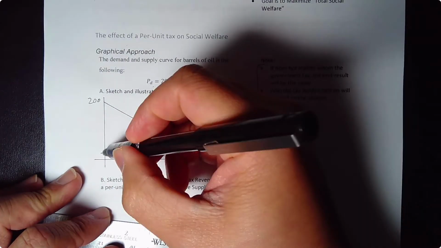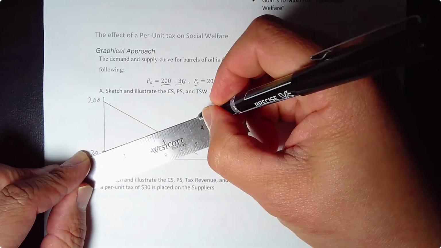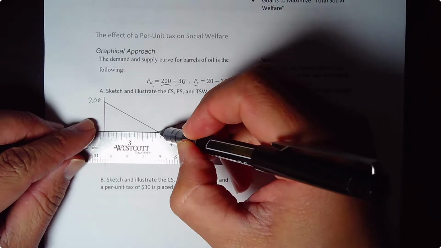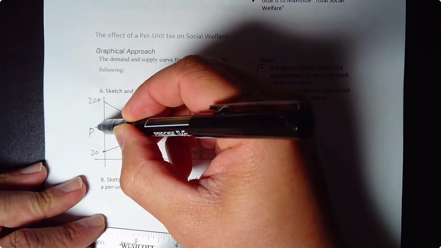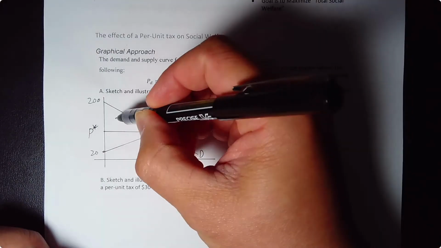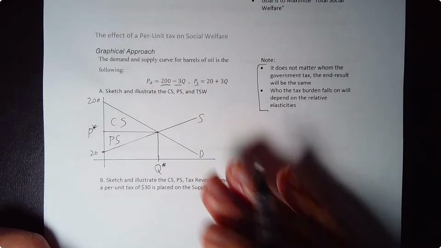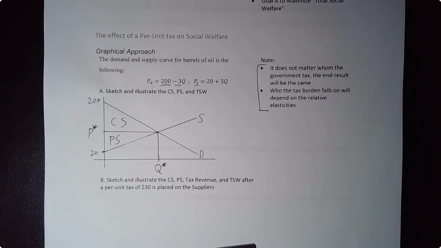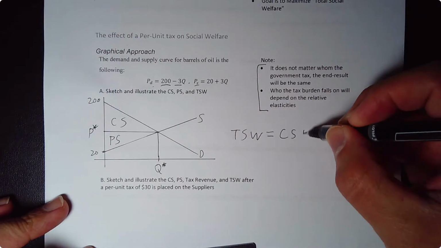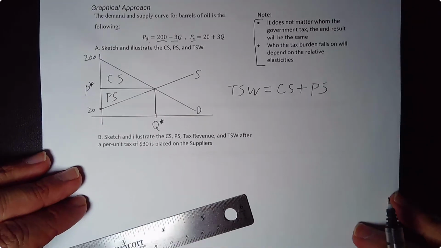20 is the intercept of our supply, and it's +3, so it's going upwards like this. So here's our demand, here's our supply. And then here's our equilibrium price, and here's our equilibrium quantity. Then our consumer surplus is that triangle, and our producer surplus is this triangle. Right now, we are assuming that nobody outside this market is affected. There's no tax involved here. So total social welfare just equals consumer surplus plus producer surplus. We can calculate the area of those triangles a little bit later.